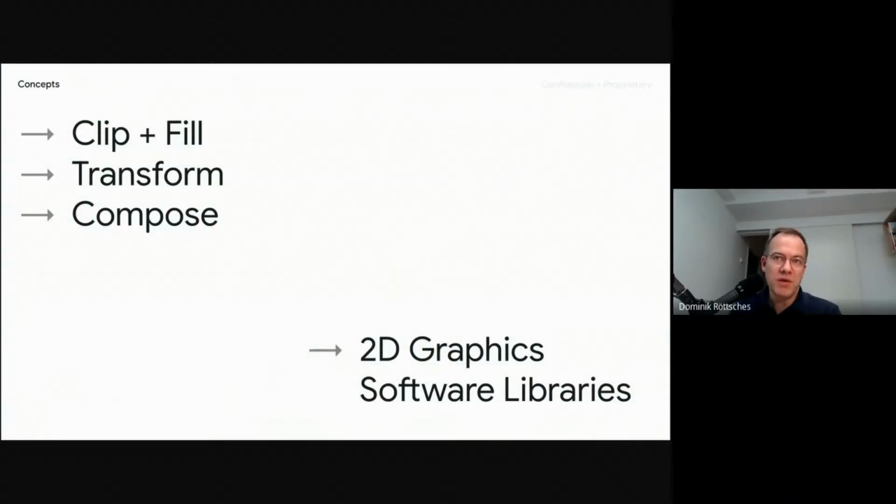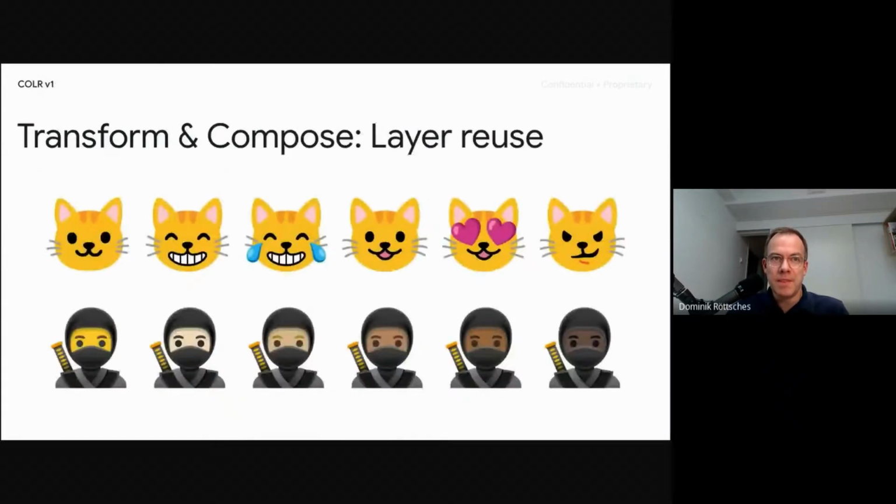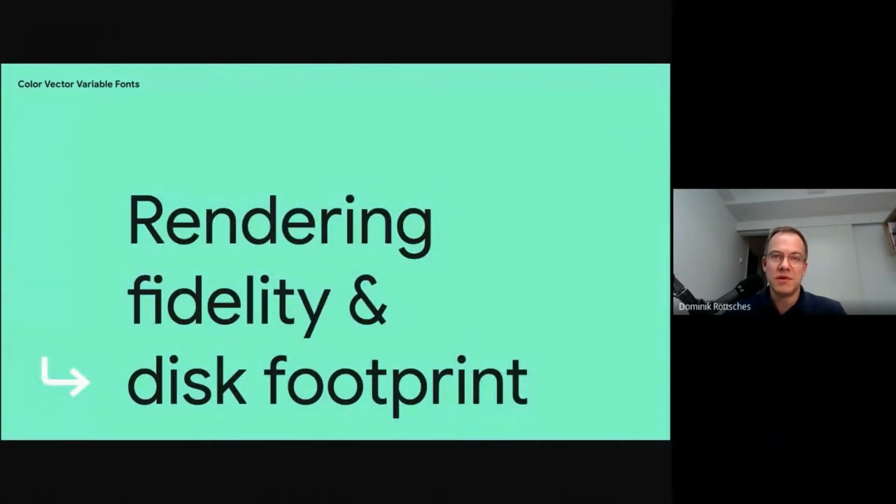The design of our font format follows these concepts. We're bringing the power and expressivity of 2D graphics libraries to fonts. We're adding the typical operations, clip and fill, transform, and compose. Emoji are very repetitive, so the transform and compose tools allow for better layer reuse, which is good for compression.